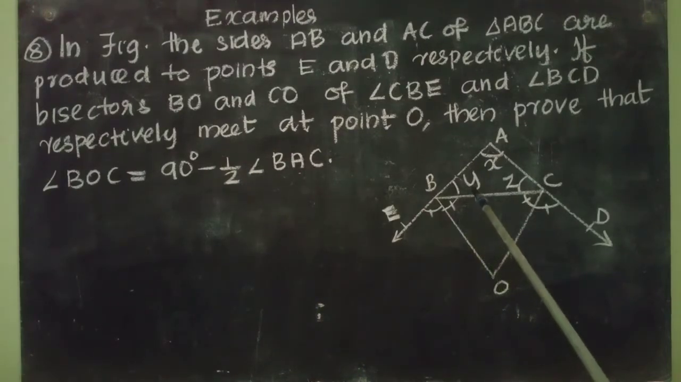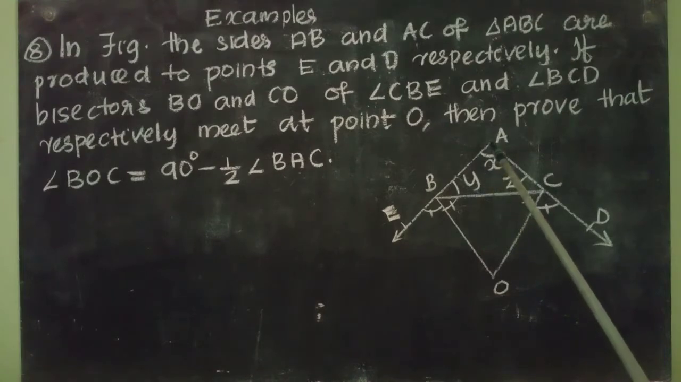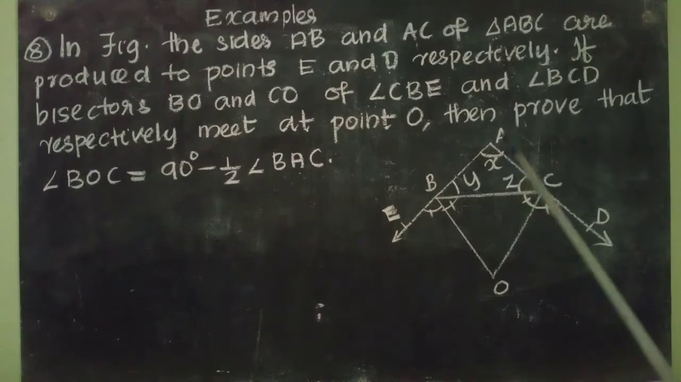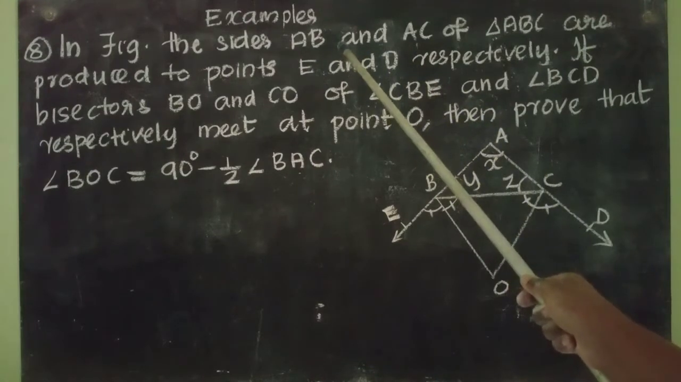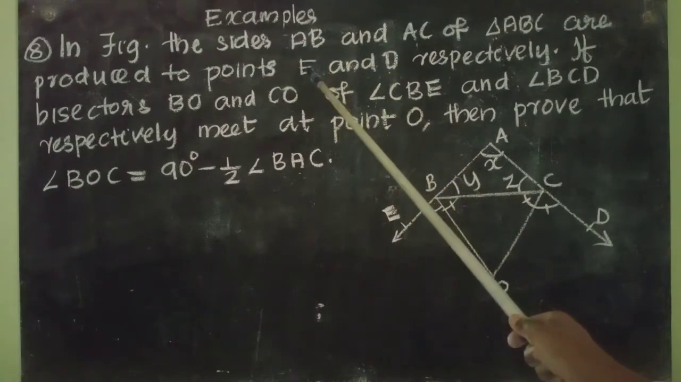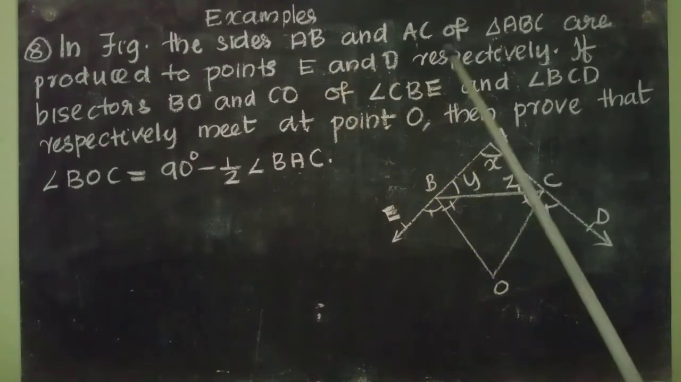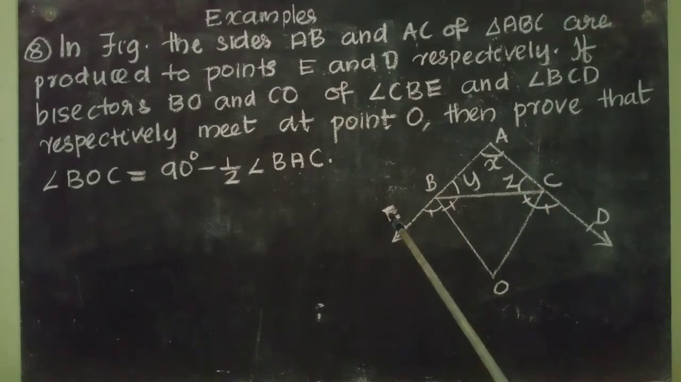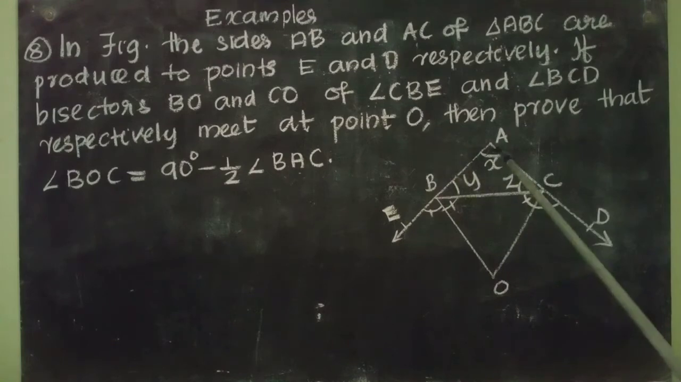So here is given the figure, you can see triangle ABC. This is triangle ABC with the angles X, Y, Z. Now it is given the sides AB and AC are produced to points E and D. This side AB is produced to point E. The side AC is produced to point D.